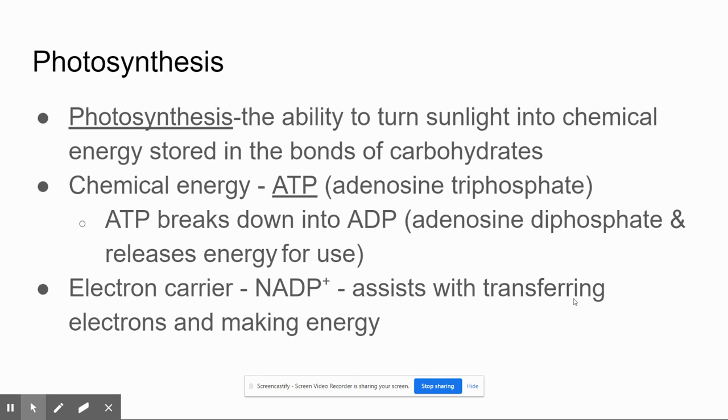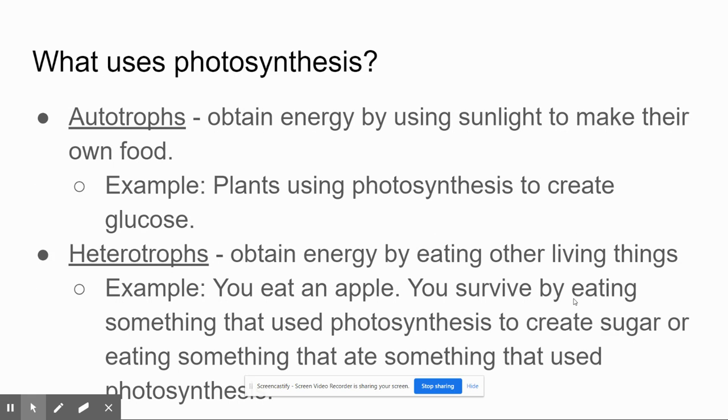So photosynthesis is the ability to turn sunlight into chemical energy stored in the bonds of carbohydrates, specifically our glucose molecule and our starch molecules. Chemical energy is ATP, one of our nucleic acids. Remember adenosine triphosphate. So ATP breaks down into ADP, adenosine diphosphate, and releases energy for active use in the body. Our electron carrier in this situation is going to be NADP plus. This assists with transferring electrons and making energy.